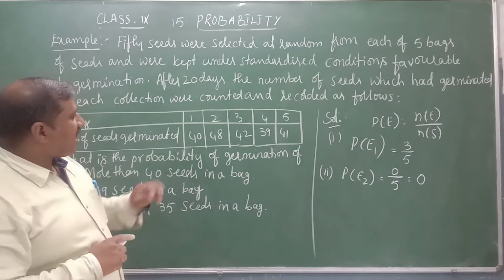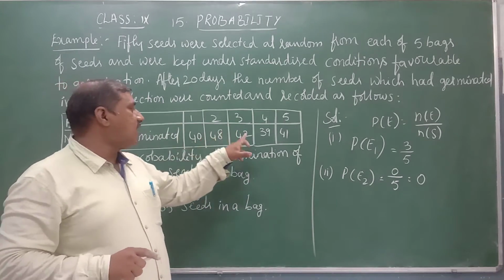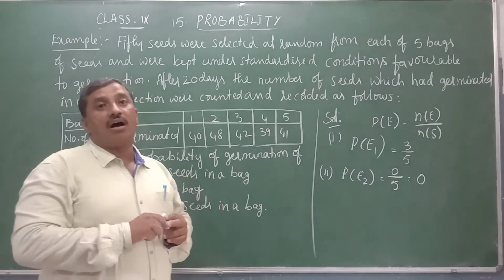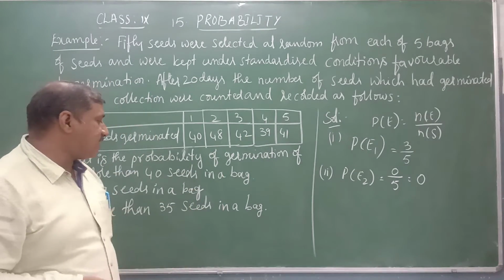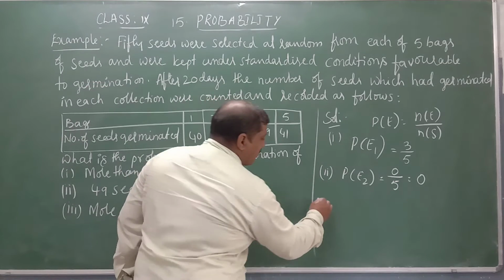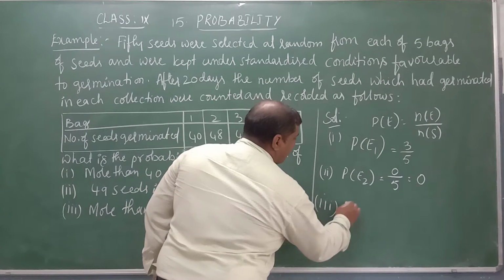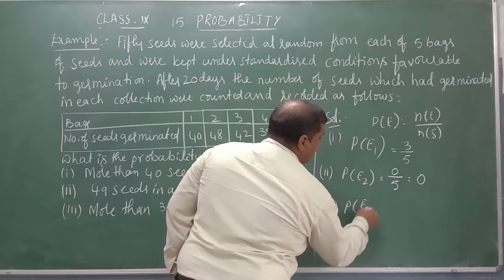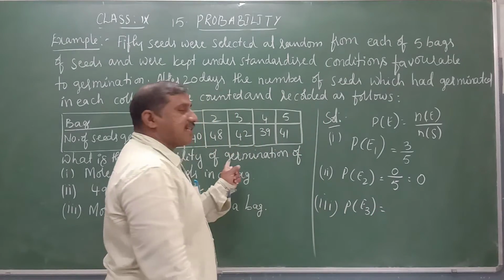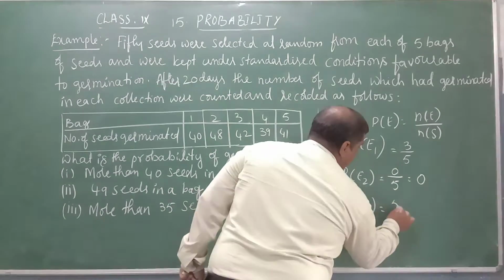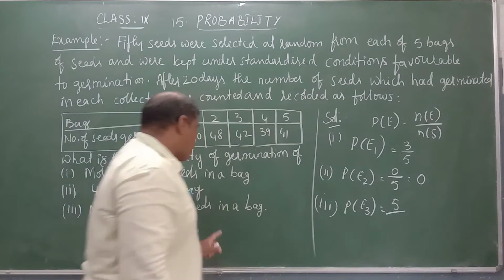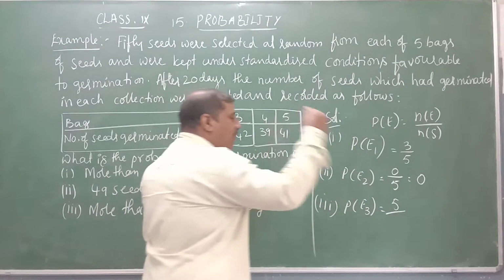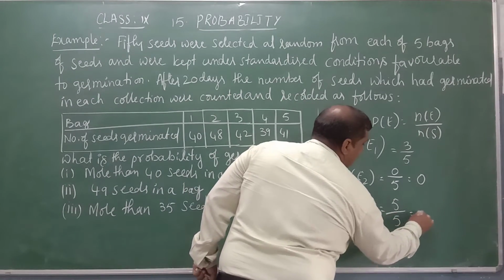More than 35 seeds: if you see 40, 48, 42, 39, 41, all are more than 35 seeds. Therefore, its probability P of E3 is equal to how many bags? 5 bags are favorable to this event. All possible events are 5. 5 by 5 is 1.